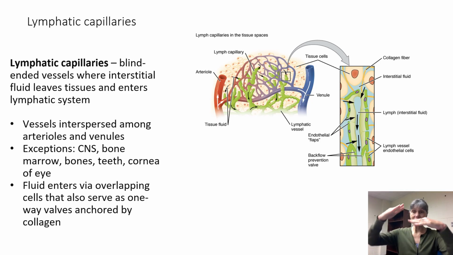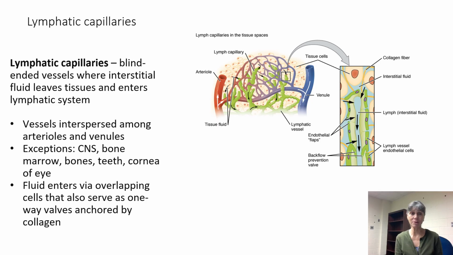The lymphatic capillaries have cells that overlap one another, and as interstitial fluid enters the area in the tissues, as blood pressure forces some of the fluid out of the blood vessels into the interstitium, fluid enters those lymphatic capillaries, and the overlap serves as a one-way valve that's anchored by collagen.